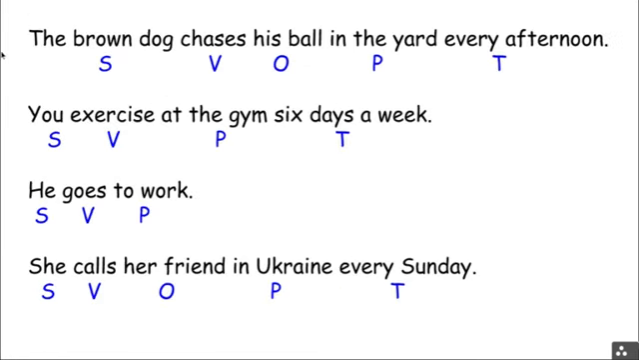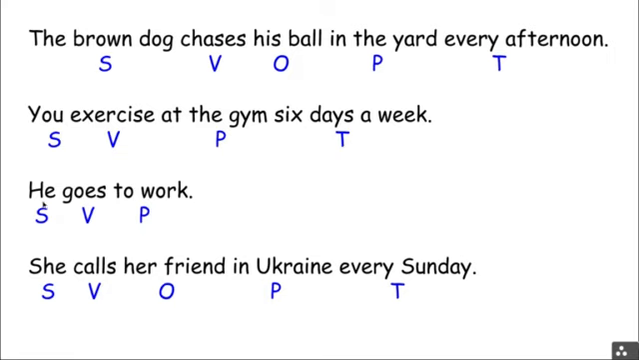So let's practice. The brown dog chases his ball in the yard every afternoon. The brown dog is my subject. Chases is my verb. His ball, object. In the yard, place. Every afternoon, time. You exercise at the gym 6 days a week. Subject, you. Exercise is my verb. At the gym is a place, and 6 days a week is time. There is no object in this sentence. We have place and time.